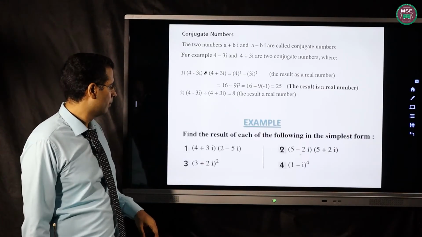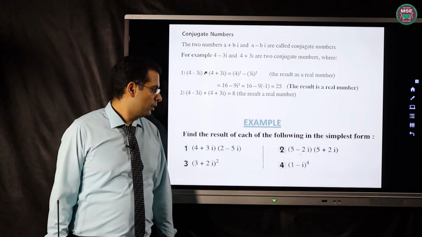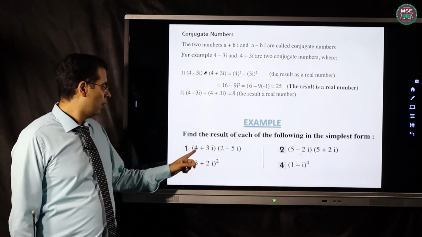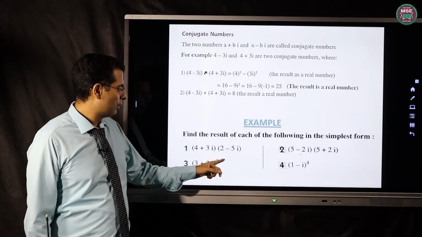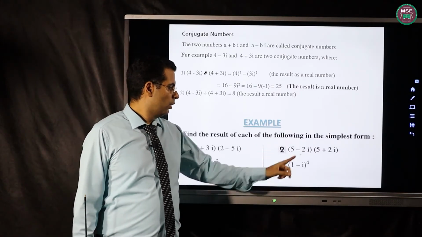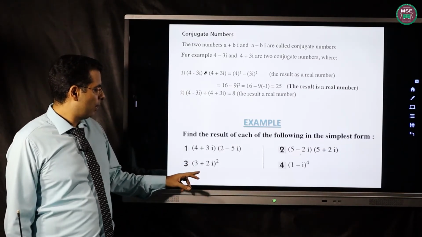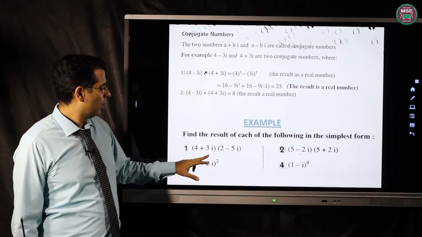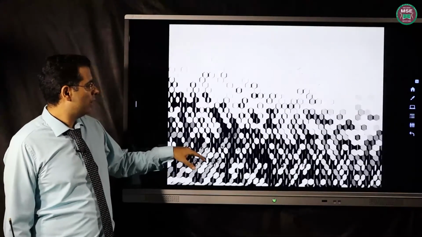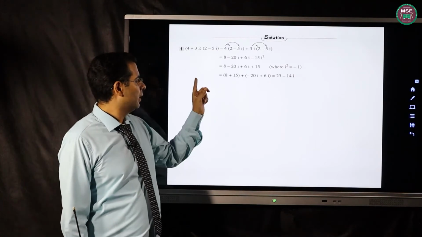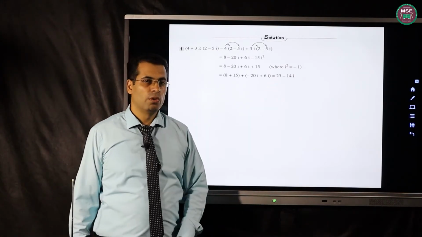Example: we want to find the result of each one in simplest form. Number 1, 4 plus 3i times 2 minus 5i. Number 2, two conjugate numbers when multiplied, and the bracket power 2 and the bracket power 4. Number 1, we did it. Distribute, and the final answer gives me 23 minus 14i.